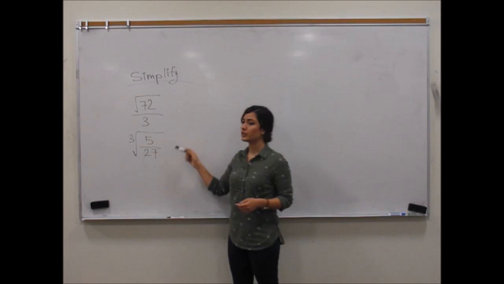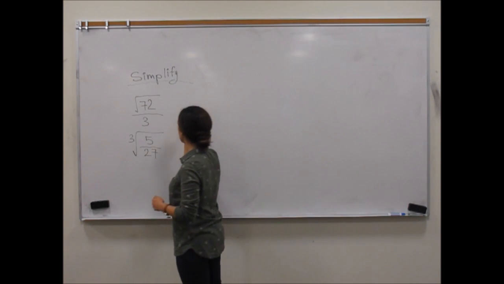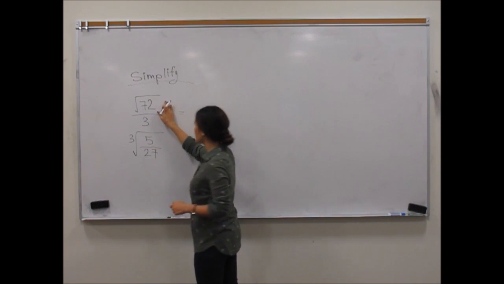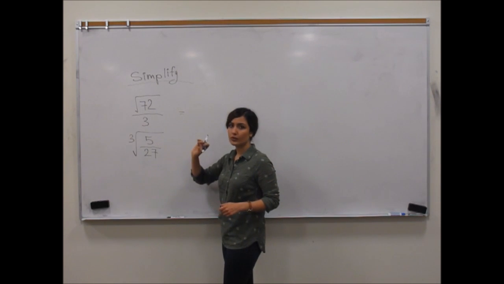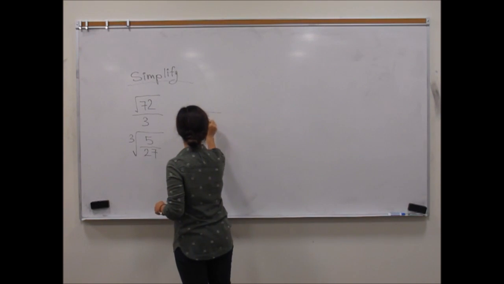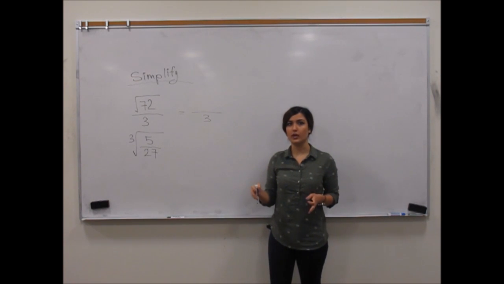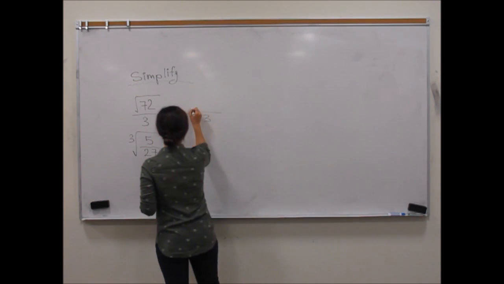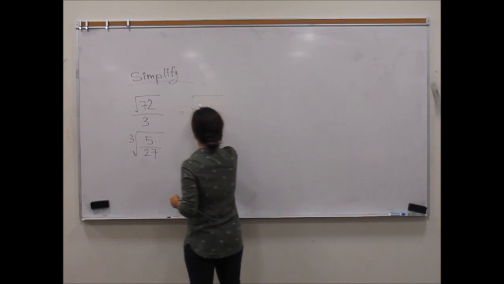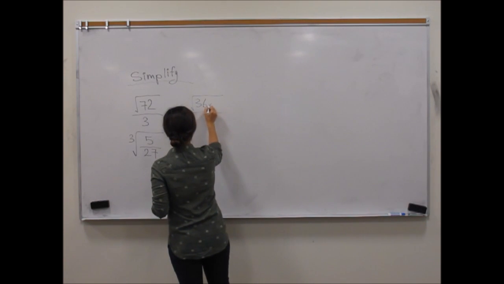Here, one with a square root and one with a cube root. Let's go over the square root together first. It's 72 over 3. I cannot do anything with the 3, so I'm just going to keep the 3. But 72, I can divide it by 36, which is a perfect square, and I get 2. So if I want to rewrite the radicand, I write it as 36 times 2.